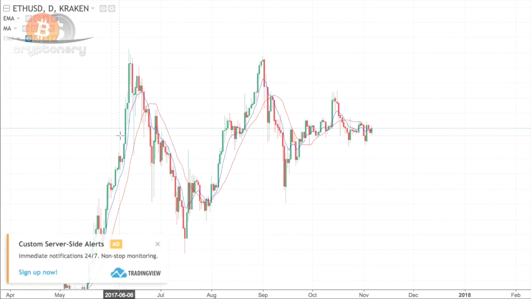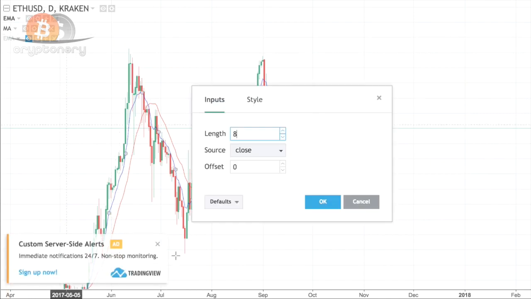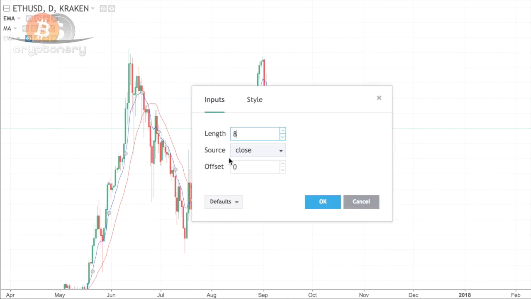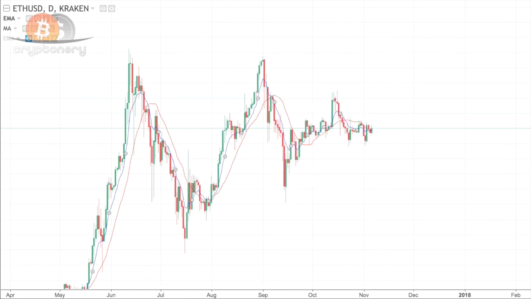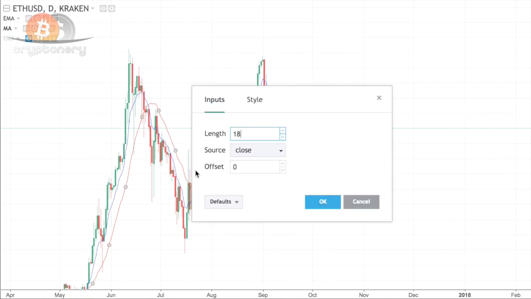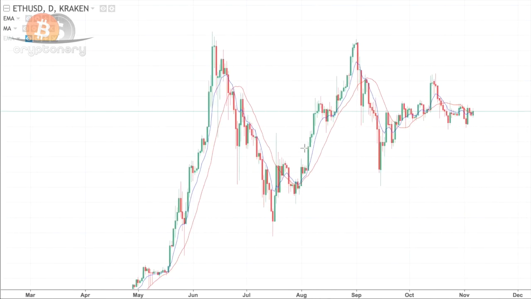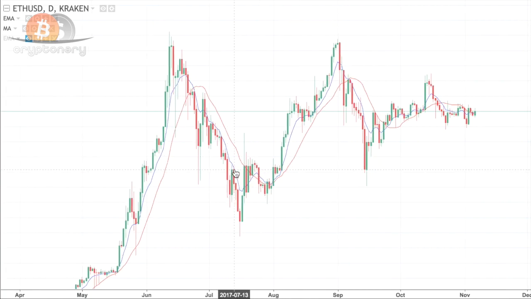Now we'll start off by adding the EMA and the SMA. The blue EMA is the 8. You can see that here. The length of this is 8, and we apply this to the close of the candle. We then go to the moving average, which is the SMA, and this will be the 18, and this will be red. And again, we apply this to the close of the candle body. Once this is selected, we can start to mess around with this and see some of its real use cases.